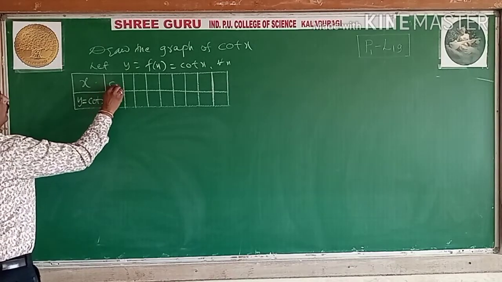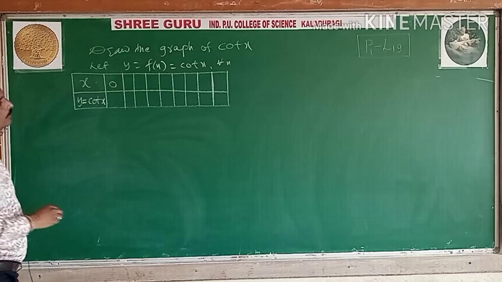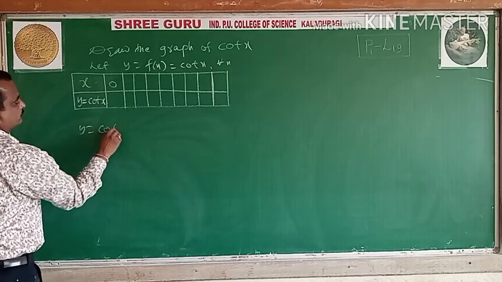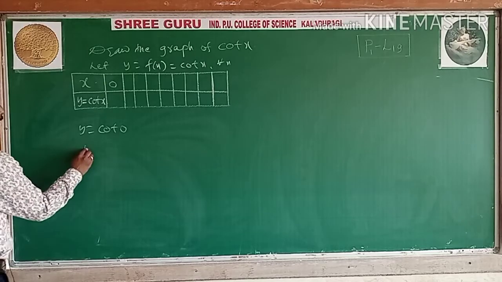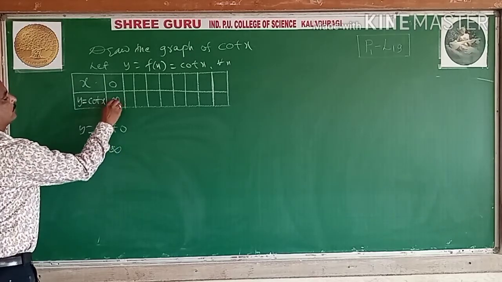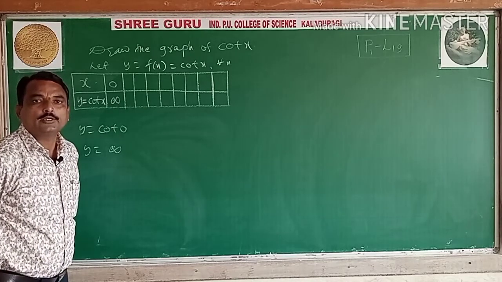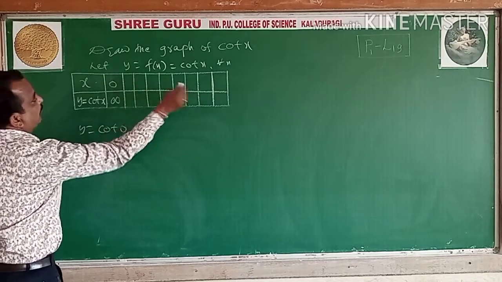Now, x equal to 0, y equal to cot 0, which is infinity, not defined. Recall tan 0 is 0, tan 90 is infinity; so cot 0 is infinity and cot 90 is 0. Now let us see the values here.